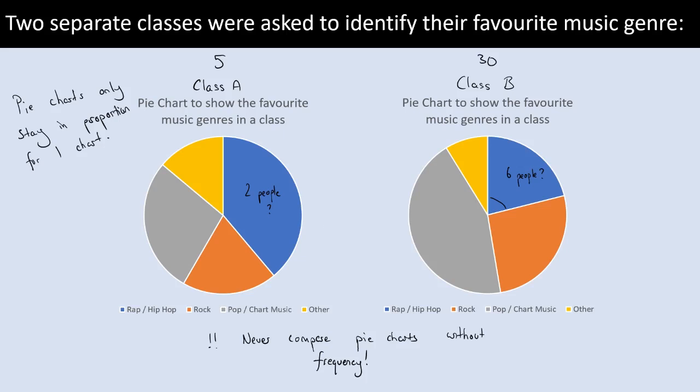So again, in class B, it looks like the grey section is much bigger than in class A. But what we don't know is how many people that is worth, okay? That grey section in class B could only be worth 4 people. Whereas in class A, it could be worth 40 people, because the numbers are different, okay? They don't compare across pie charts, okay? You can only compare in a single pie chart, okay?